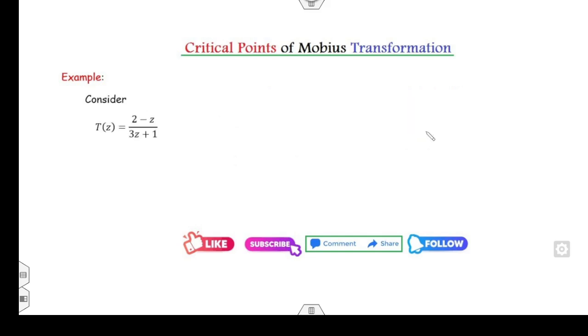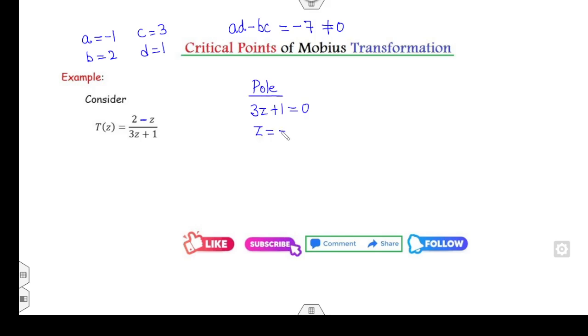Now look at this another one. Is it a Mobius transformation? a will be the coefficient of z, b is my constant, c will be 3, d will be 1. So what is my ad minus bc? So this is minus 1 minus 6, that is minus 7, which is non-zero. So can you find the pole? The pole will be 3z plus 1 is equal to 0. z is equal to minus 1 over 3 is the simple pole. Again you can see the numerator part is non-zero. Therefore z is minus 1 over 3 is the pole. How can you find the critical point?